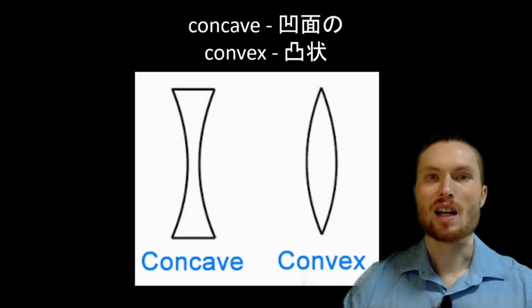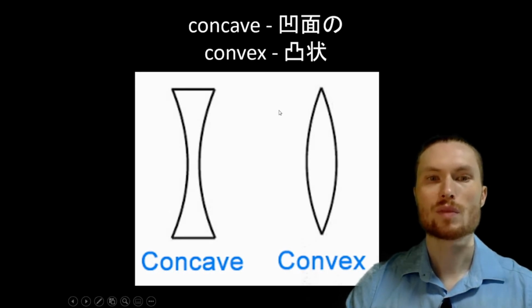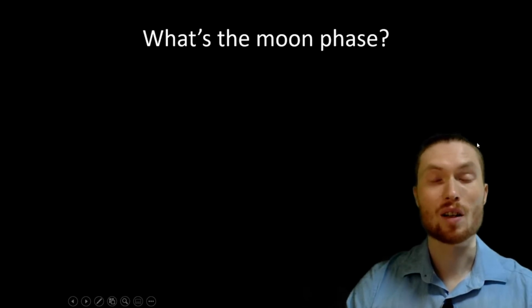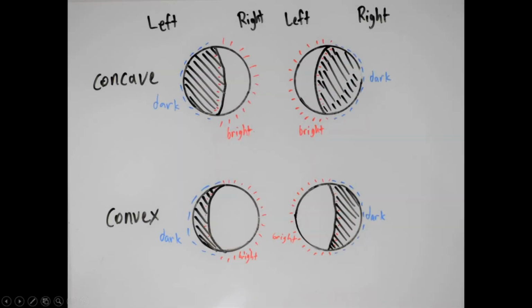All right, concave and convex. So these words are important for describing the moon's shape. Concave, convex. Okay, so now let's talk about how to identify a waxing moon and a waning moon, and crescent and gibbous. Okay, so if you're looking at the moon, how do you know which phase of the moon it is?